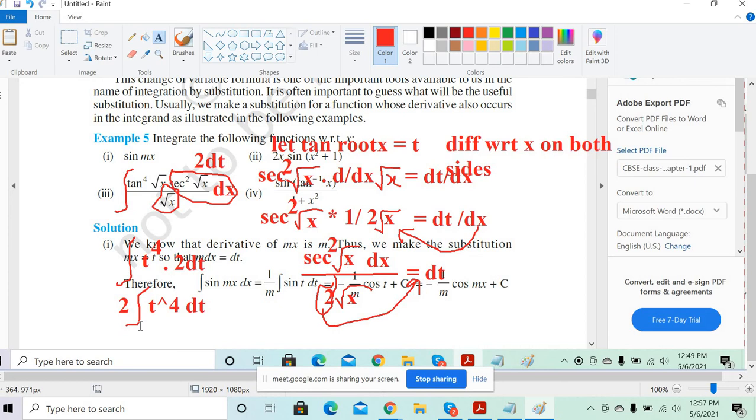Yeah. And after that you substitute the value of t as tan root x. Any questions, any doubt? It is not exactly clear, sir. This one's a little hard to understand. Oh, what, Vijay? This one's a little hard to understand. Okay, let's go one by one to understand that clearly.